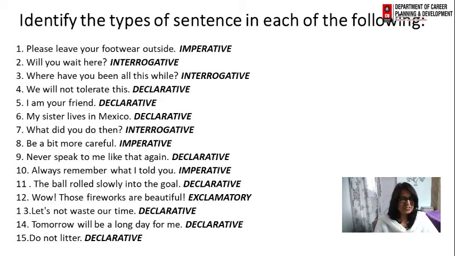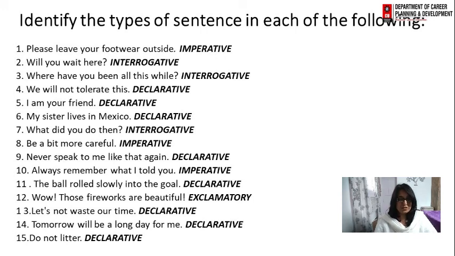A declaration. What did you do then? It's an interrogation. Be a bit more careful. It's imperative. Never speak to me like that again. It's declarative. Always remember what I told you. Again, it's imperative. The ball rolled away slowly into the goal. That's a statement. It's an observation, basically.